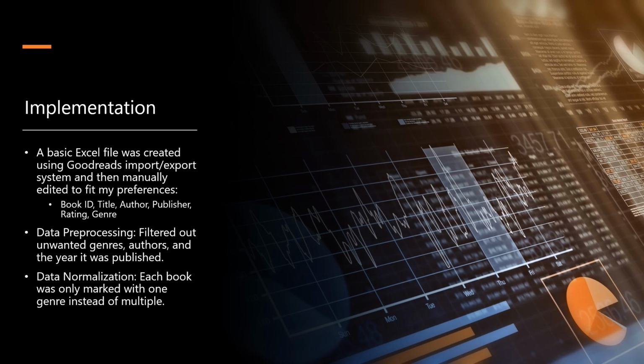But basically, it would look at the book ID, title, author, publisher, rating, and genre. And then it will filter through the pre-processing. It would filter out if you wanted the same genre or a different genre. It would filter whether you want the same author but different genre, or the same author with the same genre. It all depended on your preference.